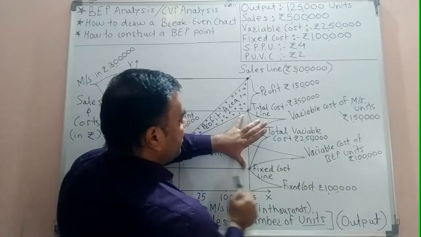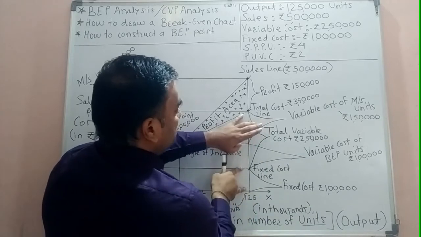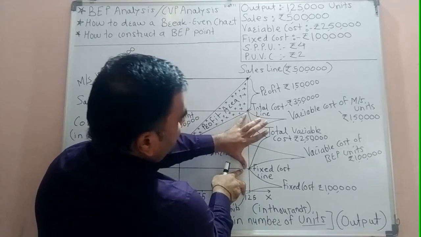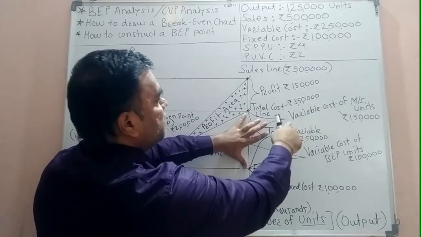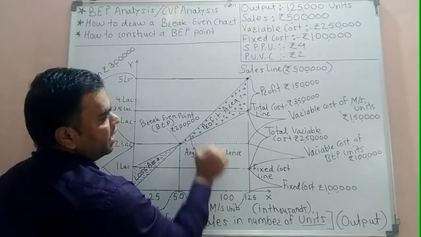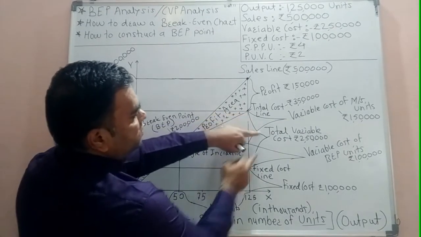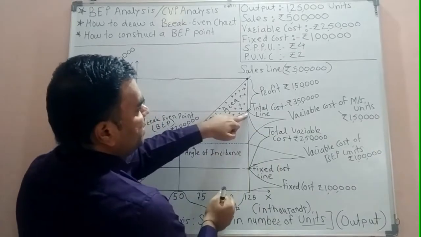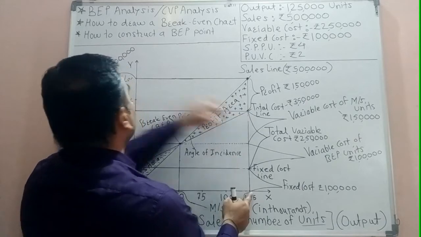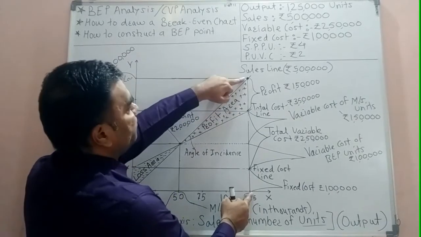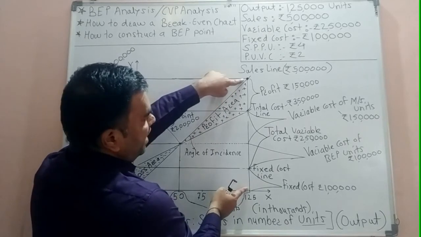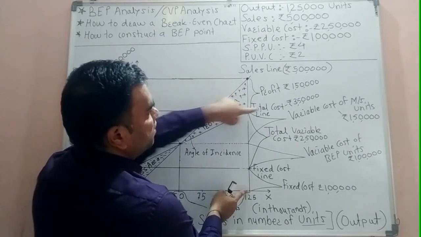Total variable cost is 2,50,000. Fixed cost is 1 lakh and variable cost is 2,50,000, so total cost will be 3,50,000. This is our total cost, and total sales is 5 lakh. This portion is total sales, and this portion is total cost.